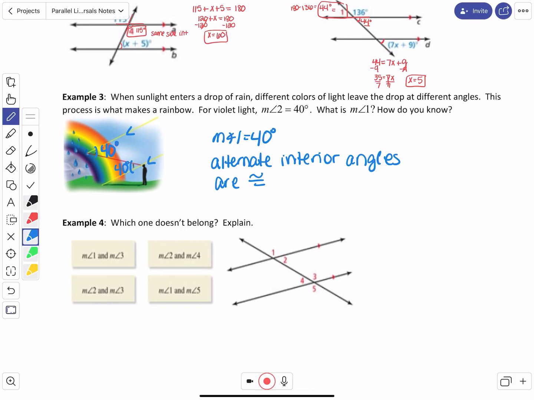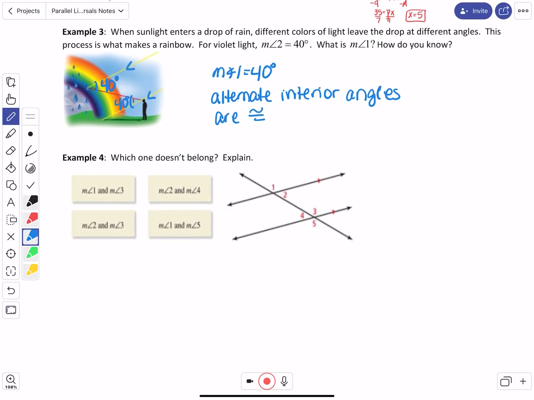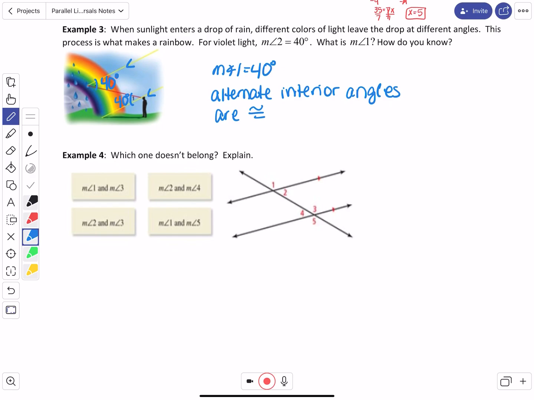All right, in example 4, which one doesn't belong? Okay, so the measure of angle 1 and angle 3. I know those are congruent. So let's just make some notes here. I know that these are corresponding angles, so I know those are congruent.